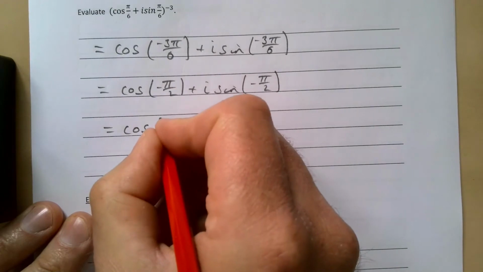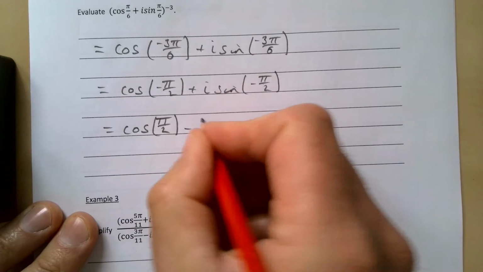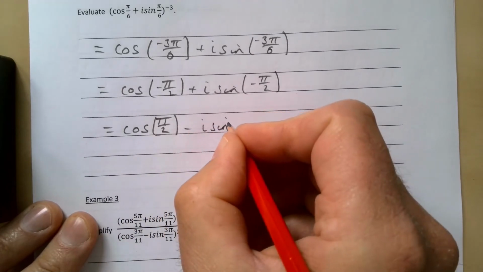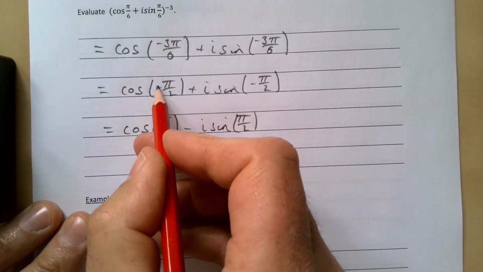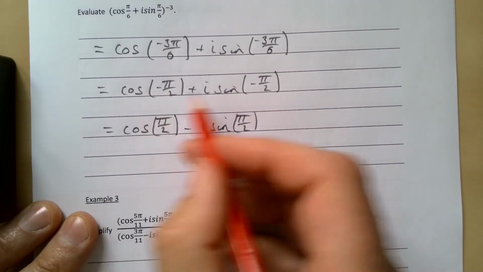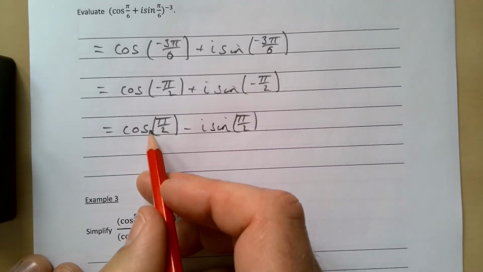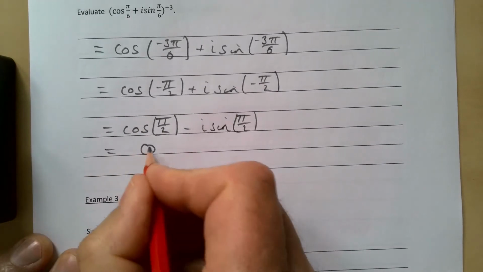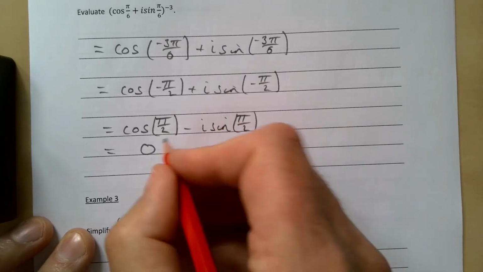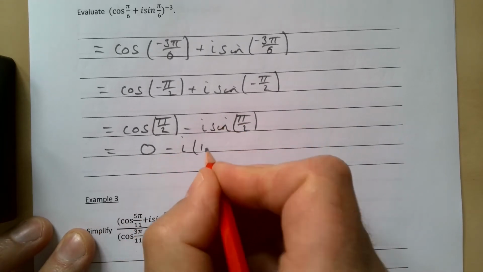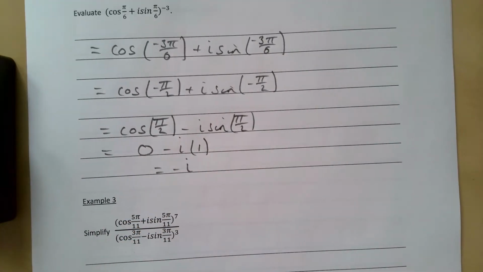Cos minus pi over 2, as we discussed in the previous example, is just the same as cos pi over 2 minus i sine pi over 2. So for cos we can just drop the negative, and that doesn't affect it. For sine we can take the minus out the front. If you work out cos pi over 2, it just gives you nothing. That's the same as cos of 90, and that's nothing. Sine of pi over 2 is 1, so it's minus i upon 1. So my answer to this is negative i.